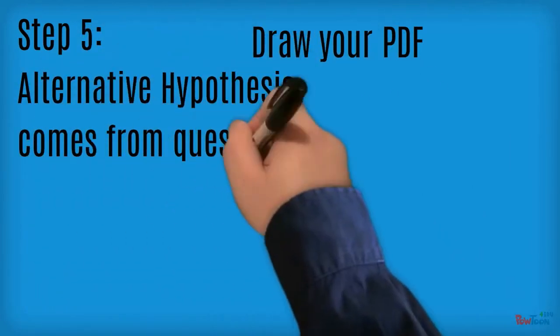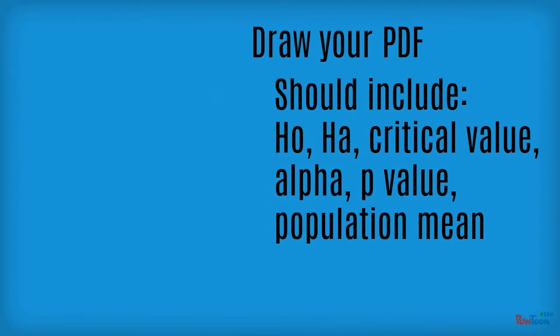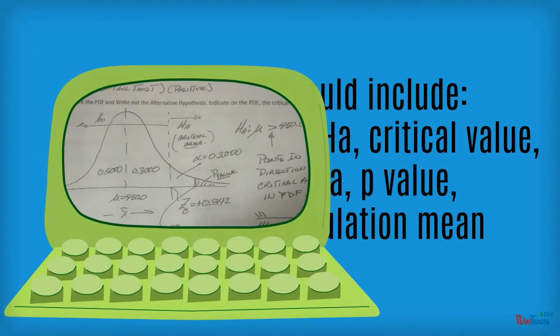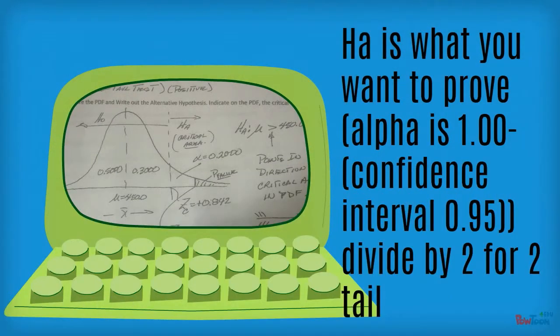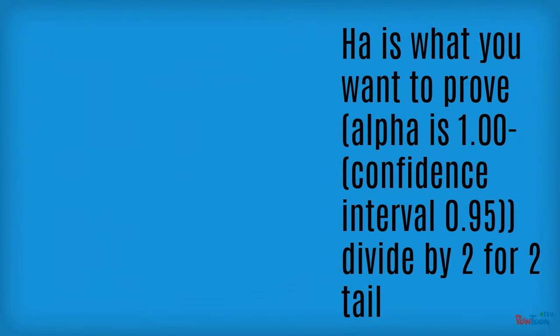Draw your PDF, which should include a null hypothesis, alternative hypothesis, critical value, alpha, p-value, and population if available. Your alternative hypothesis is what you want to prove. For one tail, it's 1.00 minus the percent confidence. Two tail, that alpha is divided in 2 to split the risk.